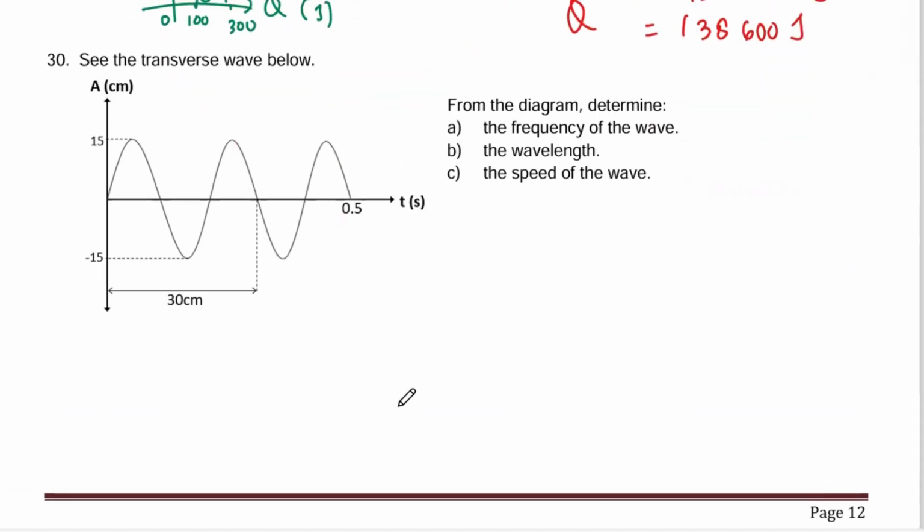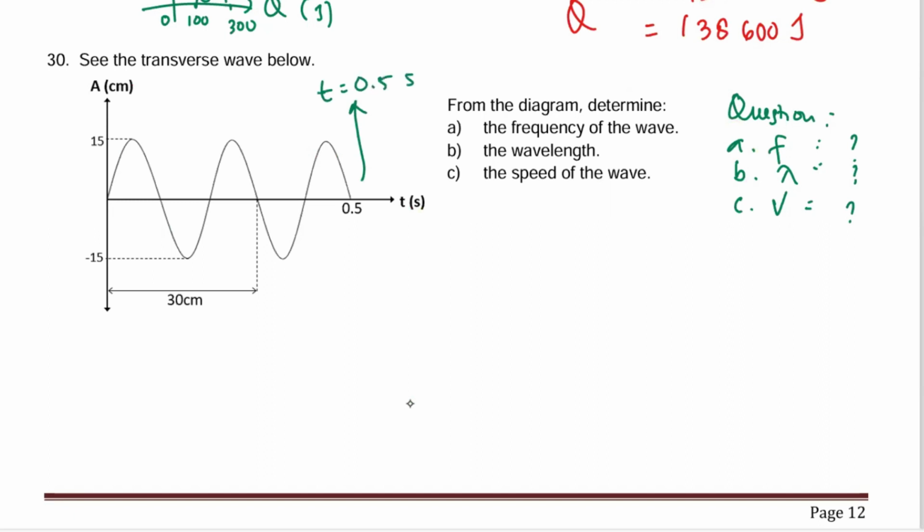Then number 30, I think it's quite easy for you. You are given a transverse wave, and from the diagram you need to determine the frequency of the wave. Question B asks for the wavelength, and C asks for the speed. So this is the question. On this question, we know that the time is 0.5. For this 0.5 second, we have 1, 2.5, so N is 2.5 waves.